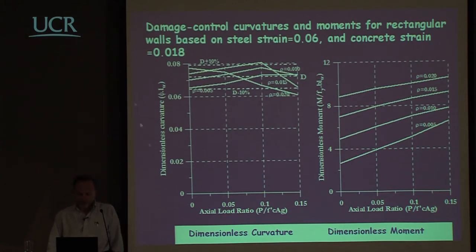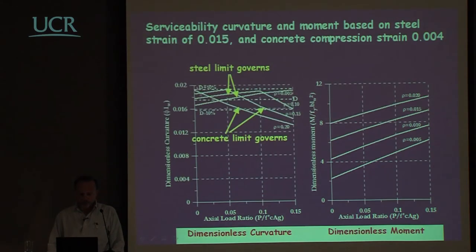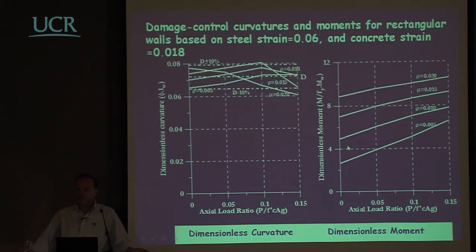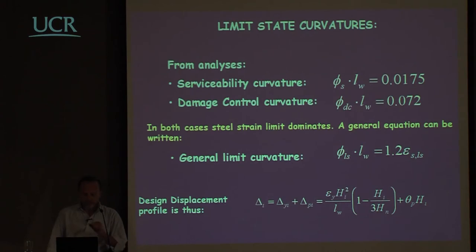Now, look at these two plots. They look quite similar to the one in the previous page, but please look at the numbers. You see here the curvature is between 0.06 and 0.08, while in the previous case it was in the range of, say, 0.02. So the curvature is about 4 times or something like that. While if you look here at the dimensionless bending moment, you are, say, between 4 and 8, and here again you are between 4 and 8. This is obvious. You are not increasing the bending moment, but you are increasing significantly the curvature. This can be looked at in a numerical way, and you can see that the serviceability curvature can be around this value, and the damage control curvature can be around this value. You see that between these two values, there is that factor of 4 that I was showing in the curves.